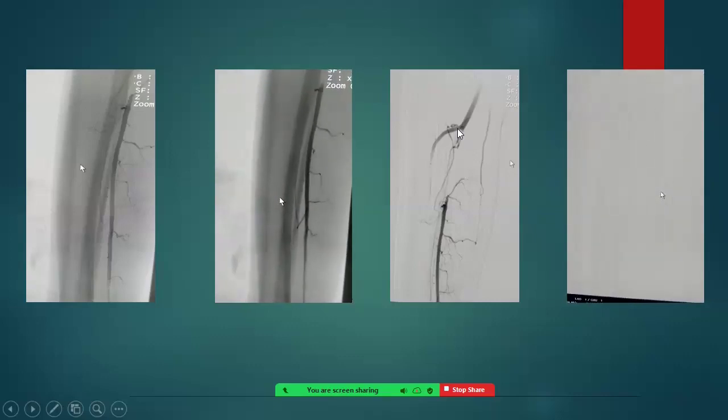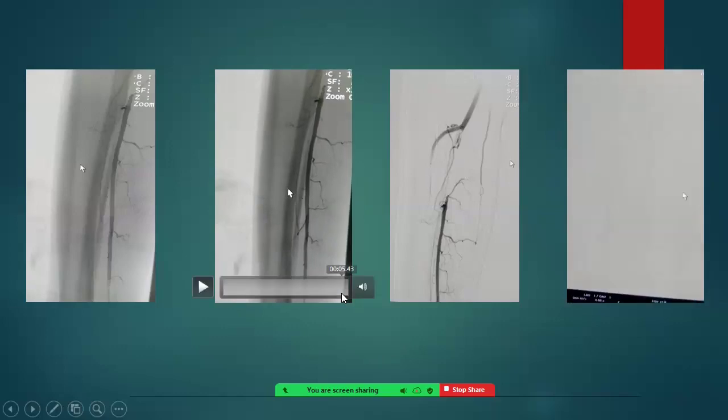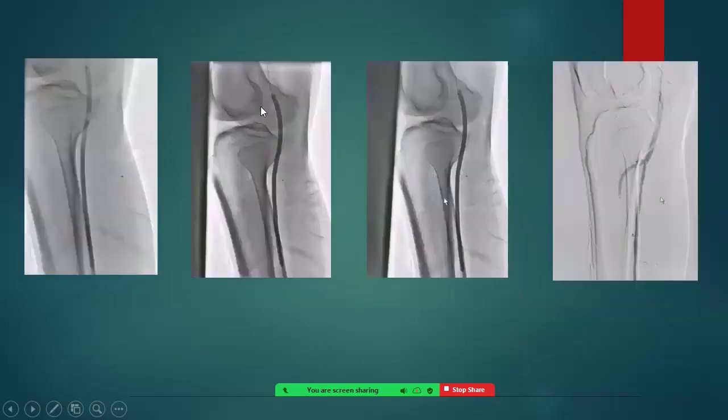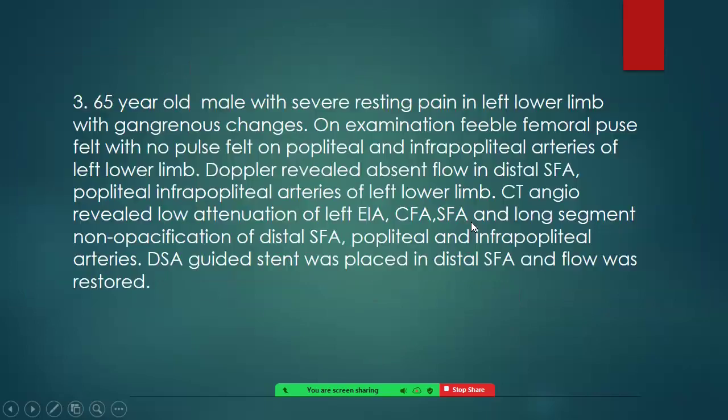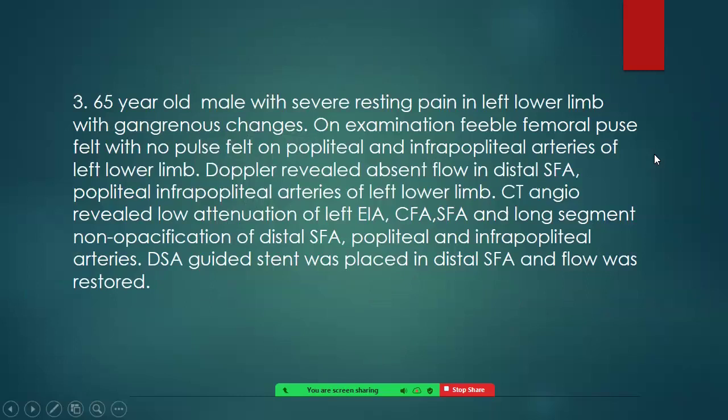Initially this ATA was also not visualized in the previous angio, but now it was visualized. So this balloon angioplasty was done by the retrograde approach. There was adequate visualization of the ATA and both PTA flowed. The patient healed from the gangrene and his pain was gone.